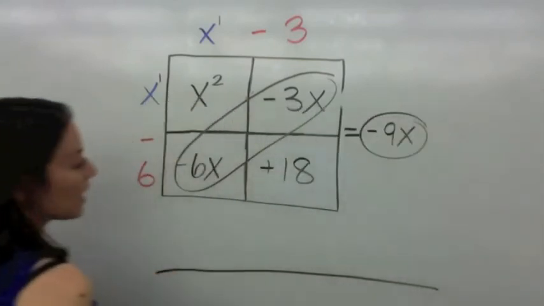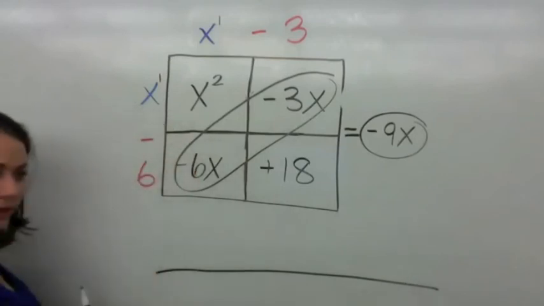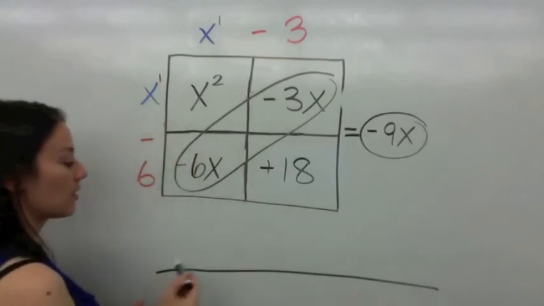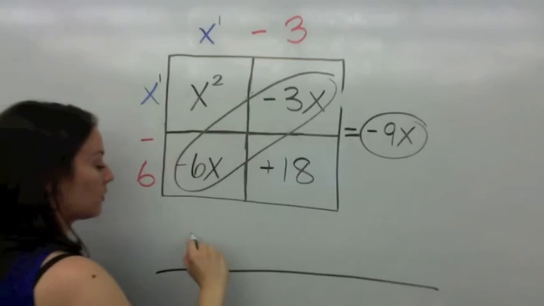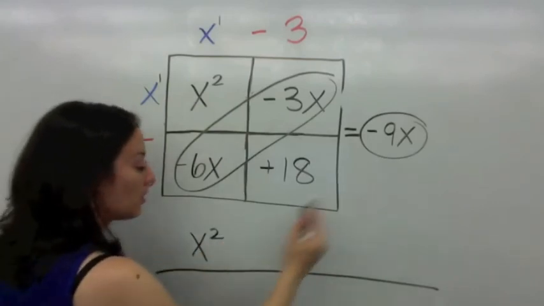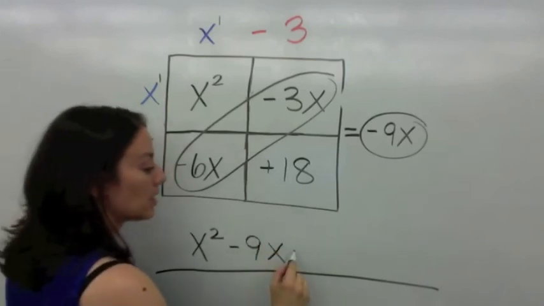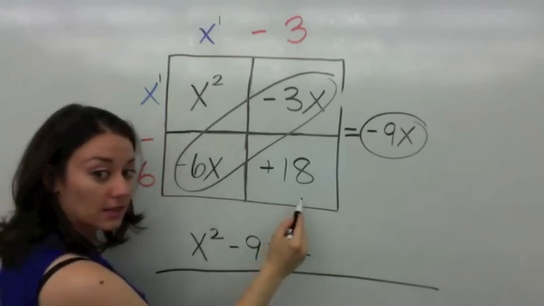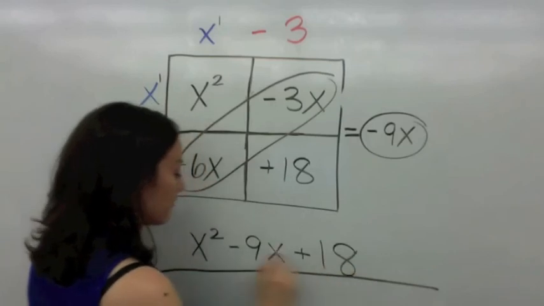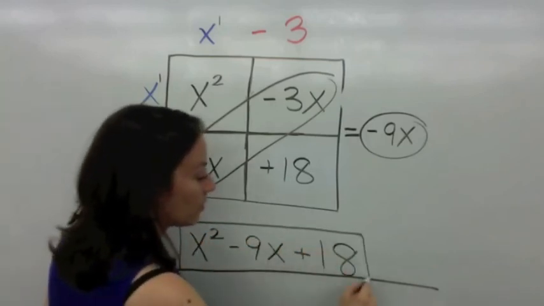Then we're going to rewrite this horizontally. The quadratic term is x squared. The linear term is negative 9x. And the constant is positive 18. Very good. Get that down.